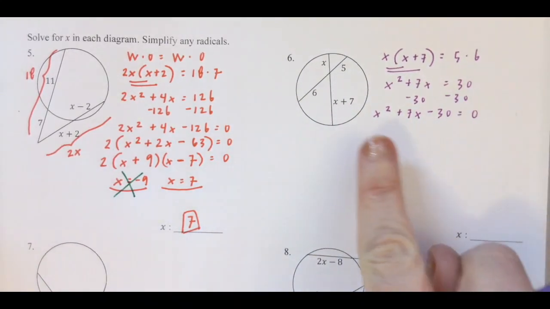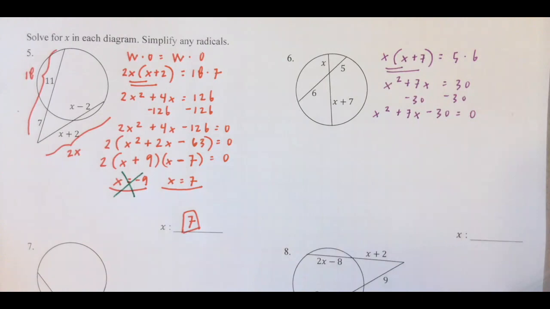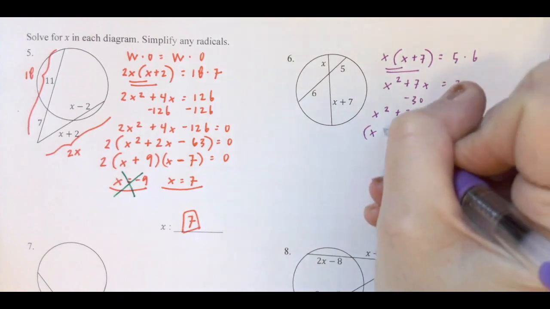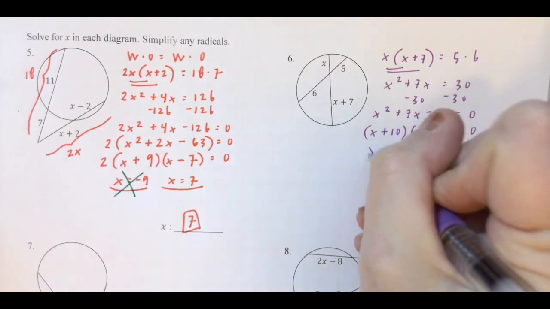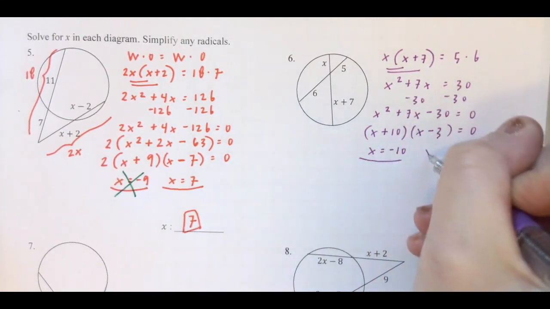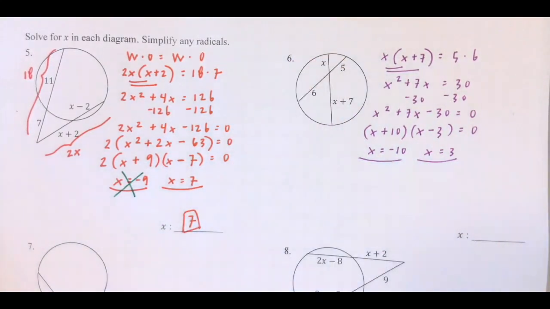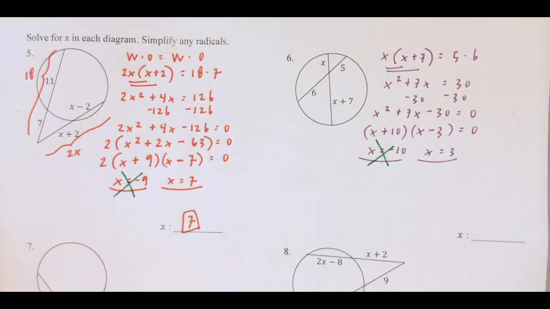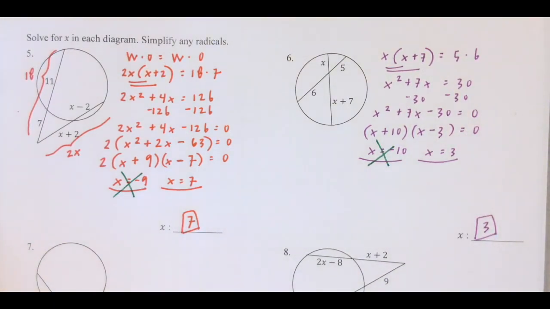So again, here I need to factor it. So I'm looking for two numbers that multiply to a negative 30 that add to 7. And I should be able to see that it's going to be a plus 10 and a minus 3. So x could be negative 10. x could be positive 3, but can it be negative 10? Can I have a negative right here? No, cannot have negative 10. That one is out. So the only solution that works is the one that is positive, right? x equals 3. So in the context of this problem, that is the only solution that works.